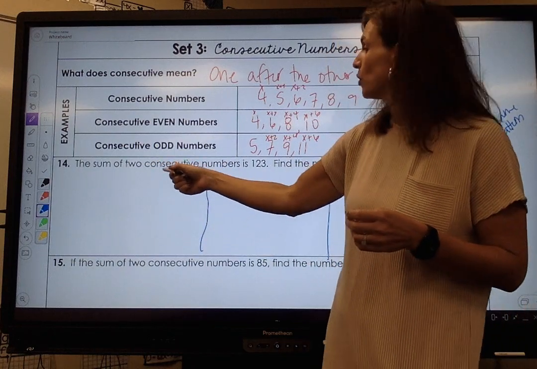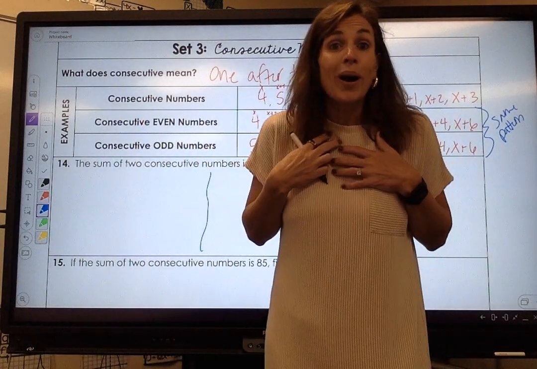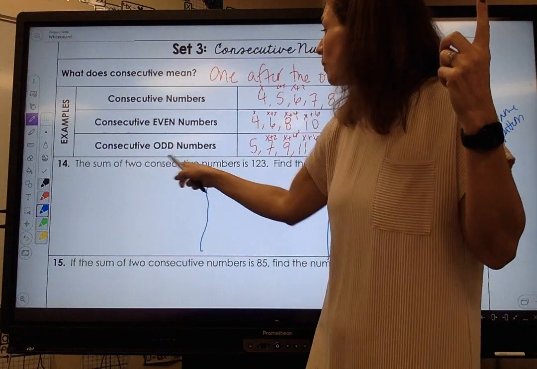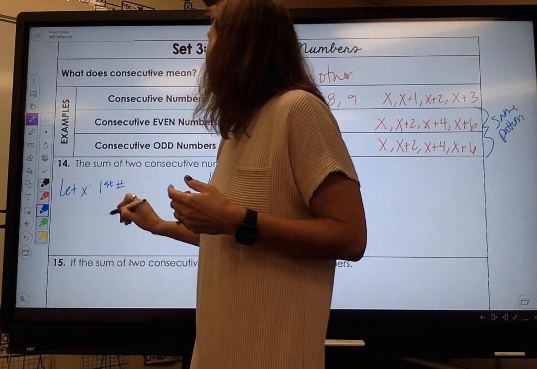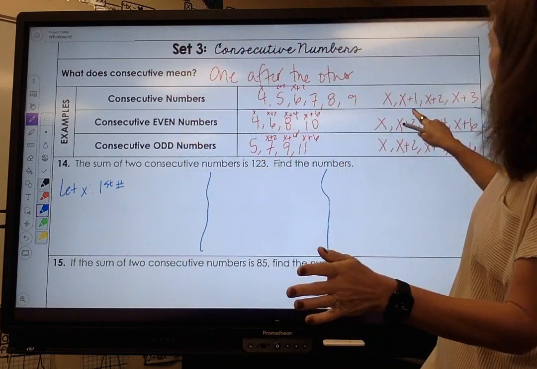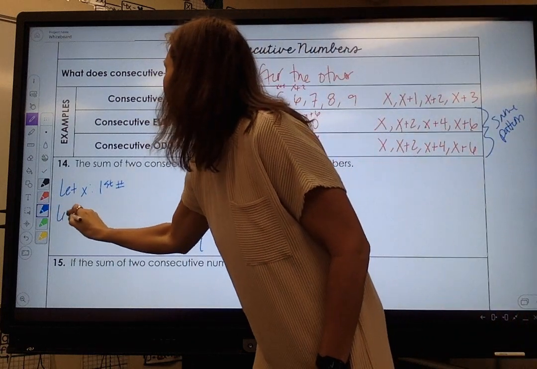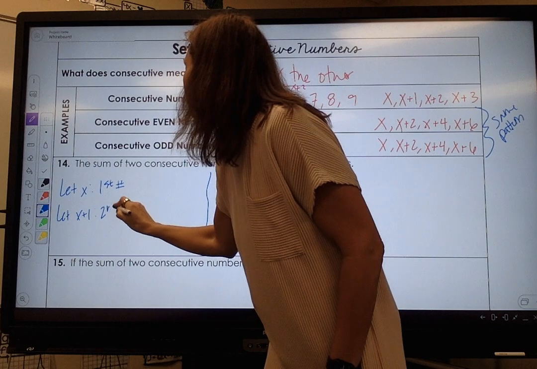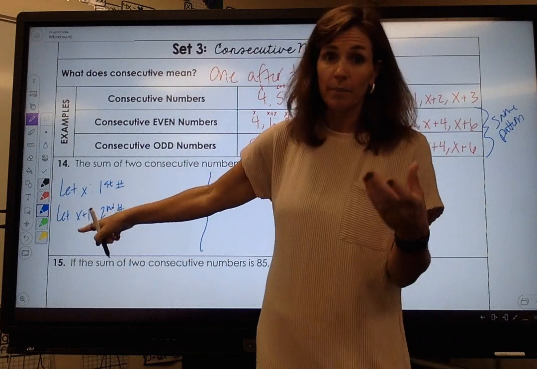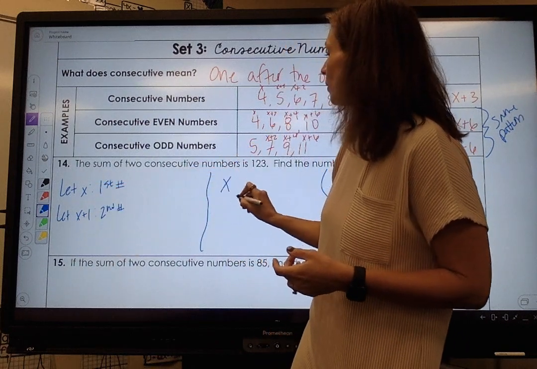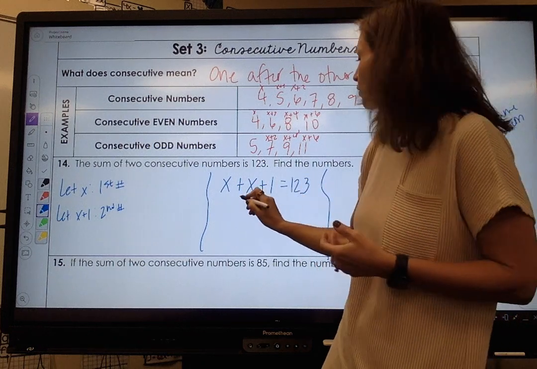Because it says the sum of two consecutive numbers is 123. Consecutive numbers means one right after the next. So I don't know my first number, okay? And I know I'm talking about 2. So I'm going to let x be my first number. And then the next one is going to be x plus 1. So I'm going to let x plus 1 be that second number. And now it says the sum is 123. So sum means addition. So I'm going to take my original number plus my second number, and I'm going to add 123. And here, of course, I just solve.